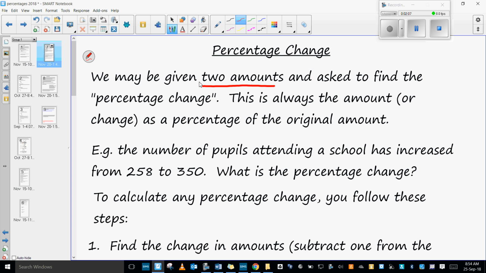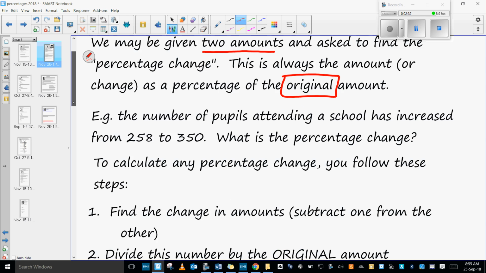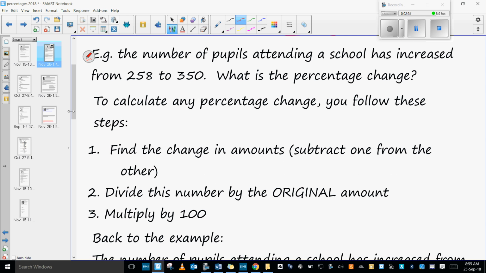The important thing here is that you always recognize which one was the original. The original amount is the most important. The way they word some questions, you have to read it carefully to make sure that you realize which one it started off at. You might think, oh, that's going to be obvious. Not always, so you just have to read the question carefully. So here's an example. The number of pupils attending a school has increased, so they've already told us it's gone up, from 258 to 350. What is the percentage change?